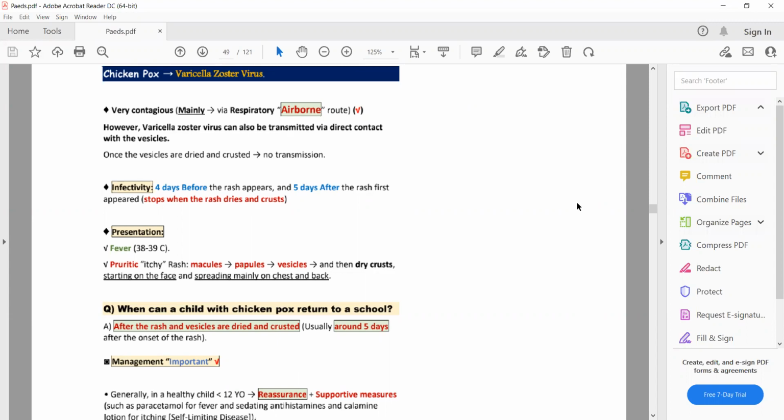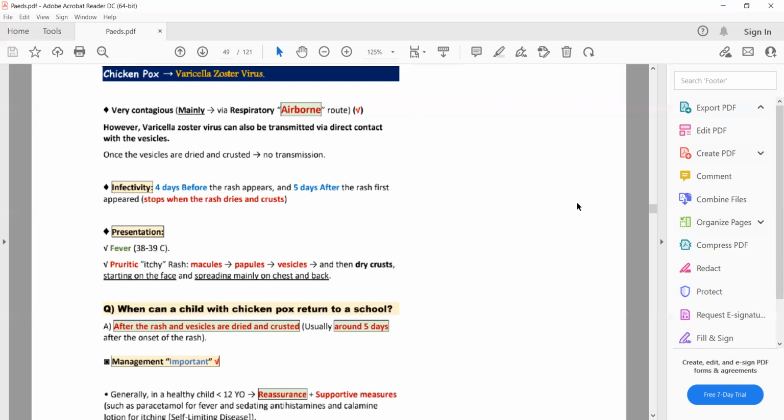Once the vesicles of chickenpox are dried and crusted, no transmission can occur. The infectivity period of chickenpox is 2 days before the appearance of the rash and 5 days after the appearance of the rash. In PLAB case, it is written that 4 days before the appearance of the rash. But in PLAB, it is written that the infectivity period is 2 days before and 5 days after the appearance of the rash. And that's the correct range of this infectivity period.